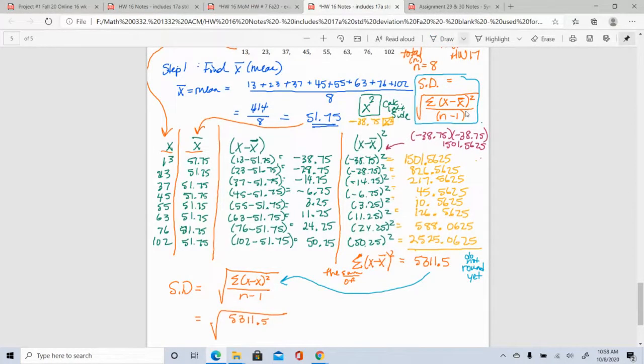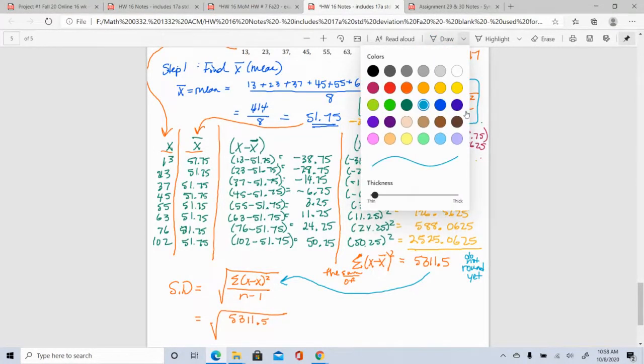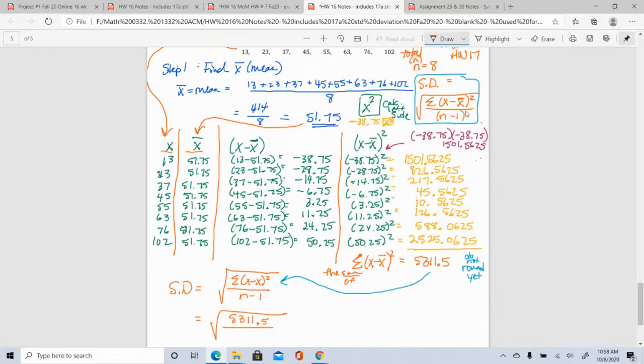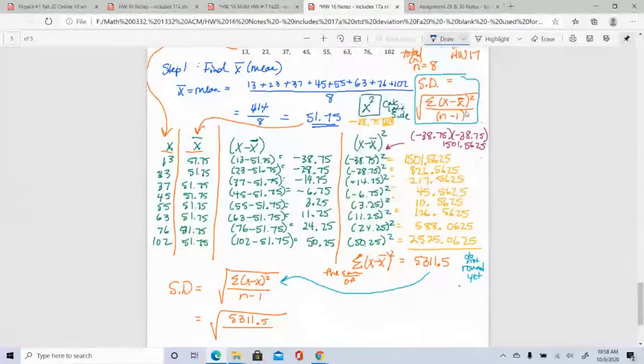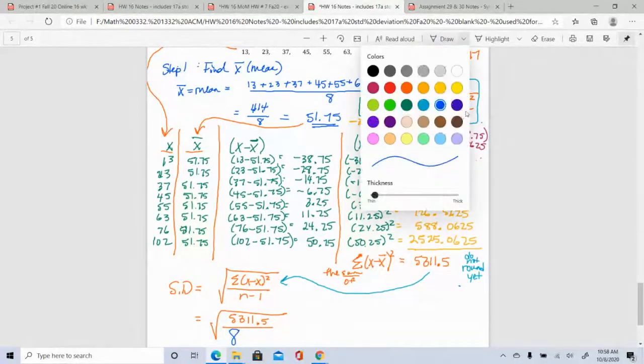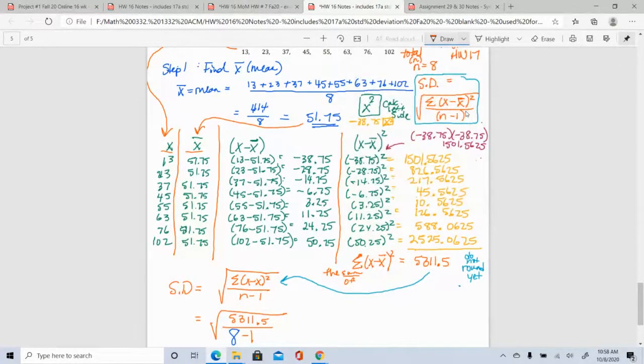Divided by, remember how I told you that when we're using a sample space, we're going to do n minus 1 at the bottom. So what was n again? N is how many numbers we had. How many numbers did we have to begin with? Nobody remembers? How many original numbers did we have? 8. Yeah. We're going to subtract 1 from it. Okay? And then we just got to figure this out.